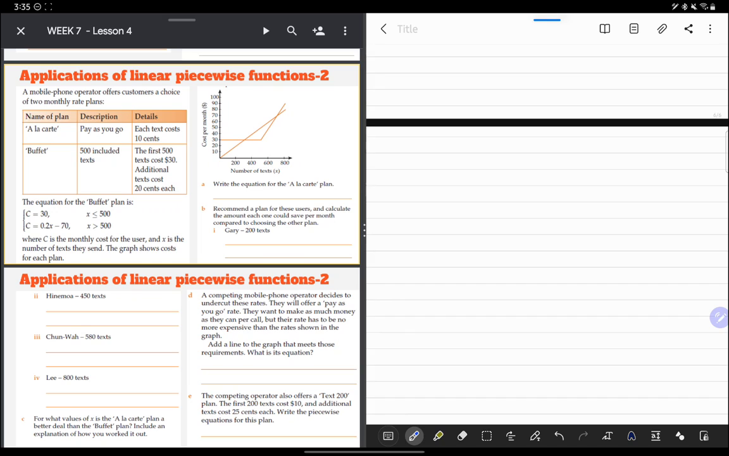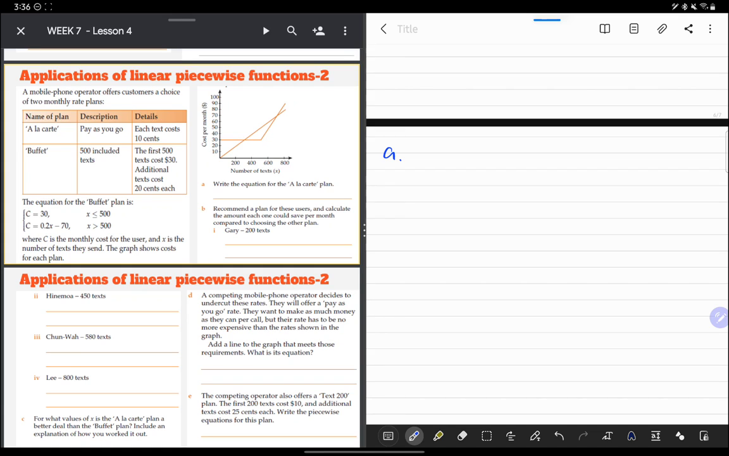Cool. So a la carte, if you think about it, is just a linear graph because it's easy. Each text costs 10 cents and there's no other complication there. So just 10 cents per text, and that's it. So we can imagine that being quite simple. Oh, they're using C, so I'll use C, right? Oh wait, no, that's the first question. So let's do the first question. Write the equation for the a la carte plan.